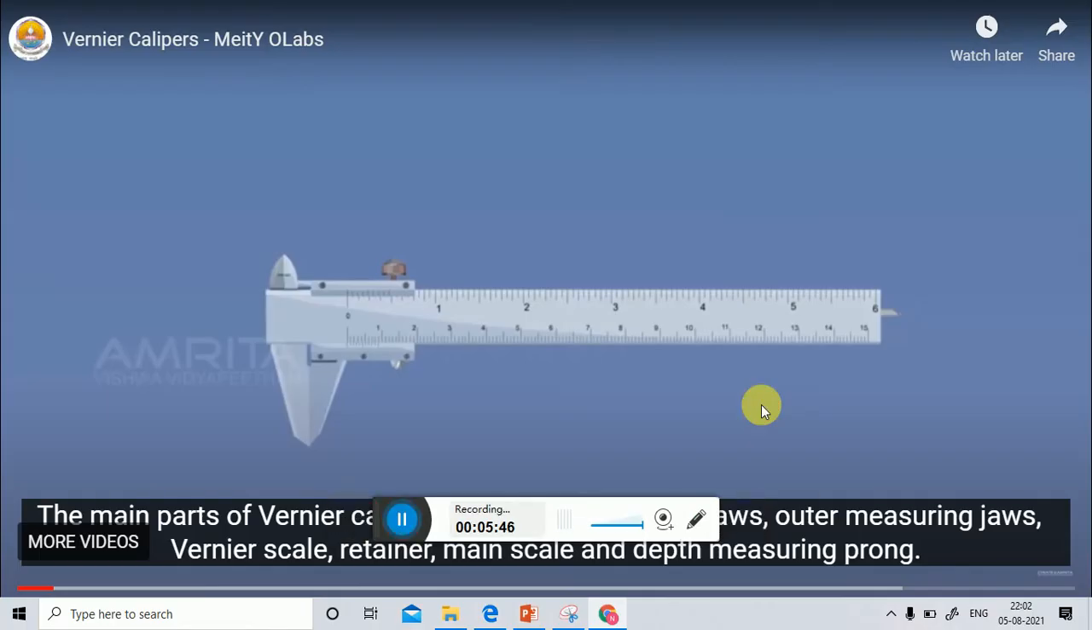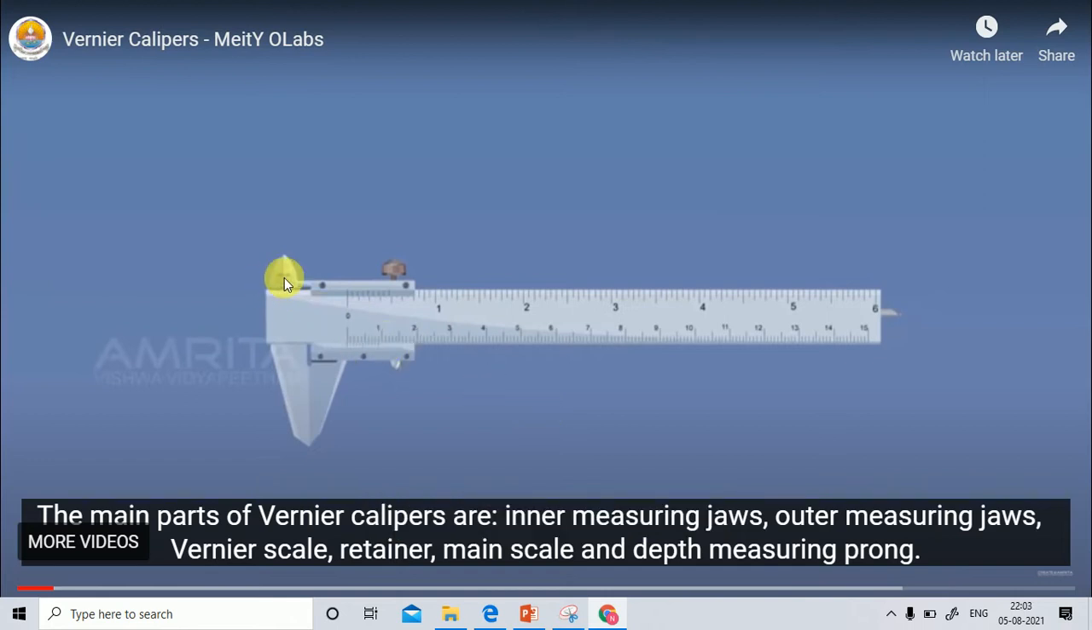This is the Vernier calipers which we are using in our lab. Let us see the important parts of this Vernier calipers. It has two jaw-like structures. This is the upper jaws and these are the lower jaws. Here the upper jaws are used to measure the internal diameters of the given devices. So that is shown in this video.